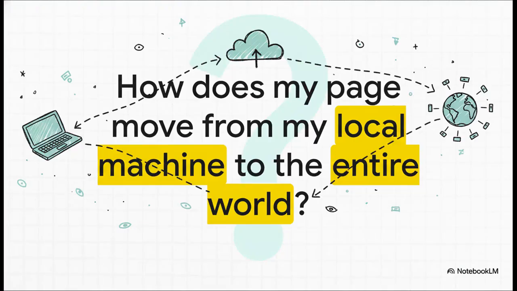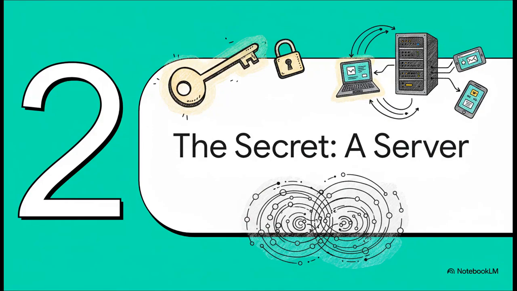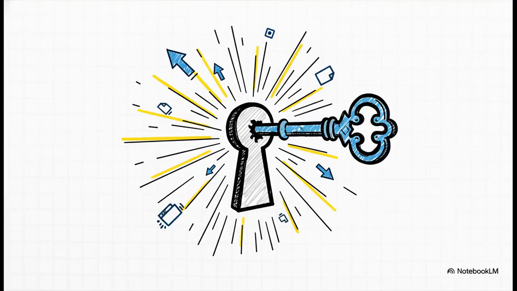So that brings us to the big question, the real mystery we're going to solve together in this explainer. How in the world does your page get from your local machine, your laptop, to the entire world so that literally anyone can see it? Well, the solution is actually way simpler than you might think. It really all boils down to one single core concept that pretty much powers the entire web, and we're about to unlock it. And here it is.